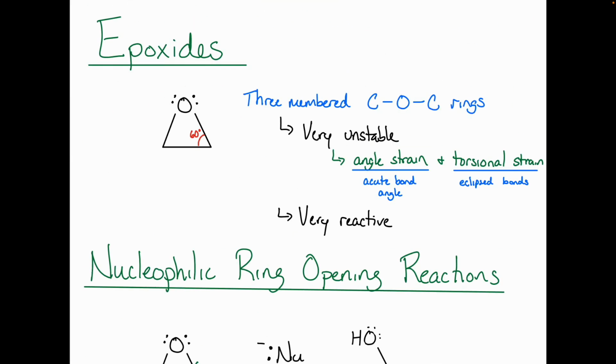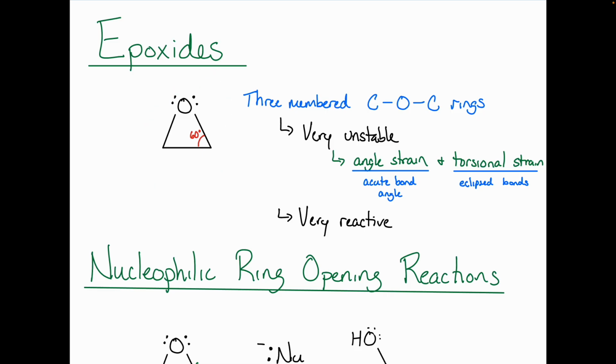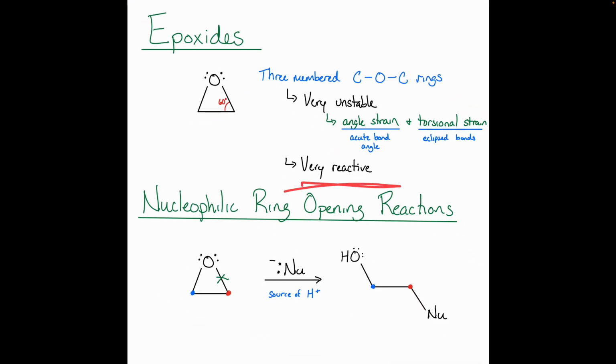If you remember last time, we introduced a very important ether, what was called an epoxide, where we take that ether and we kink it into these three-membered rings. And remember, these three-membered rings are very unstable. They don't like to be bent into that acute bond angle, and they don't like those eclipsed bonds. So that makes them very reactive, and specifically reactions that cause that ring to open up.